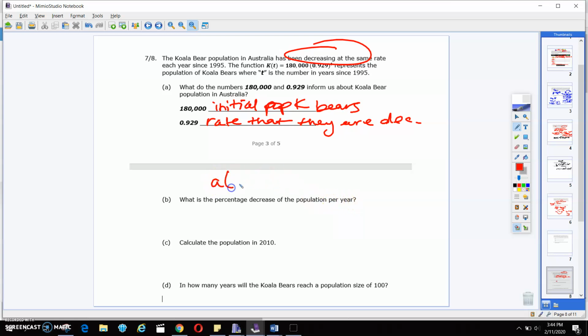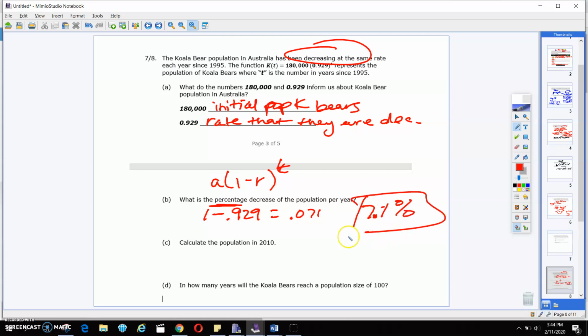So when we talk about decreasing, we've got this formula. We're going to take 1 minus 0.929, which is the rate they gave us, and that's going to give us 0.071. Now if we change that into a percentage, because that's what it asks us to do, we're going to have a 7.1% decrease per year.